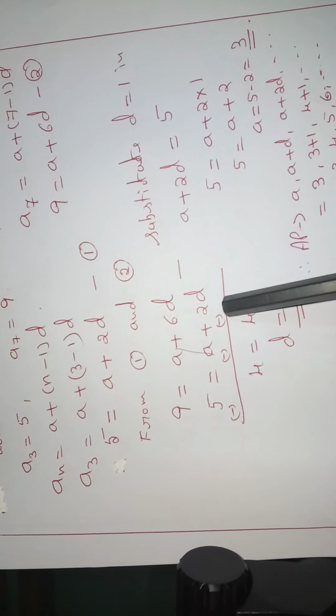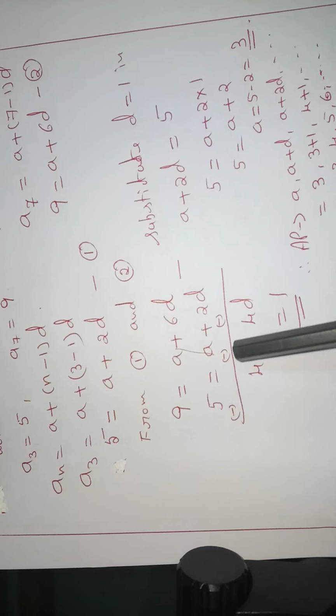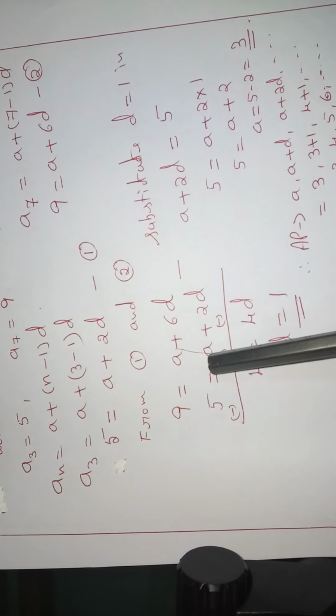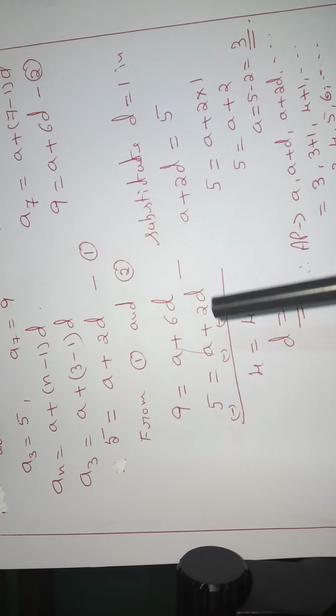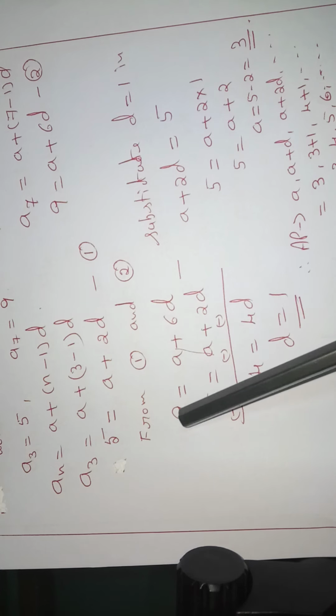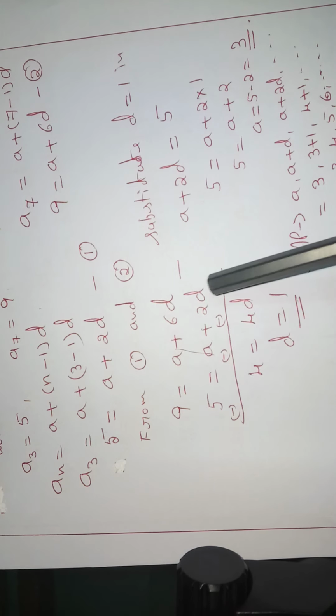Changed sign should be shown in brackets below. See, I have written minus here, minus here, minus here. There is nothing written means it is plus 5, which changed into minus, plus A, which changed into minus, plus 2D, which changed into minus 2D. A gets cancelled. 9 minus 5 is 4. 6D minus 2D is 4D.